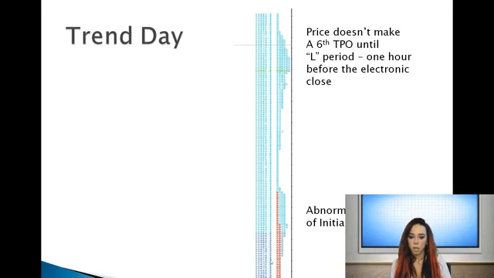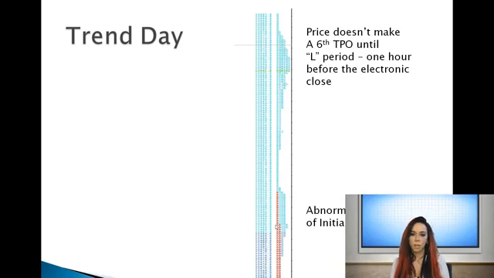So each of these is a row, okay? So you have a price, 104.77, that's one row. 104.78, that's another row. Trend days typically won't have more than 5 TPOs in a single row. In fact, a lot of them won't even have more than 3 TPOs in a row.